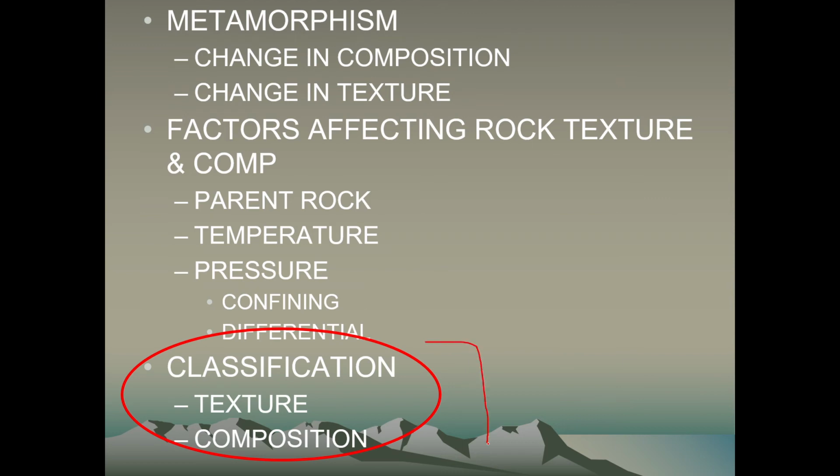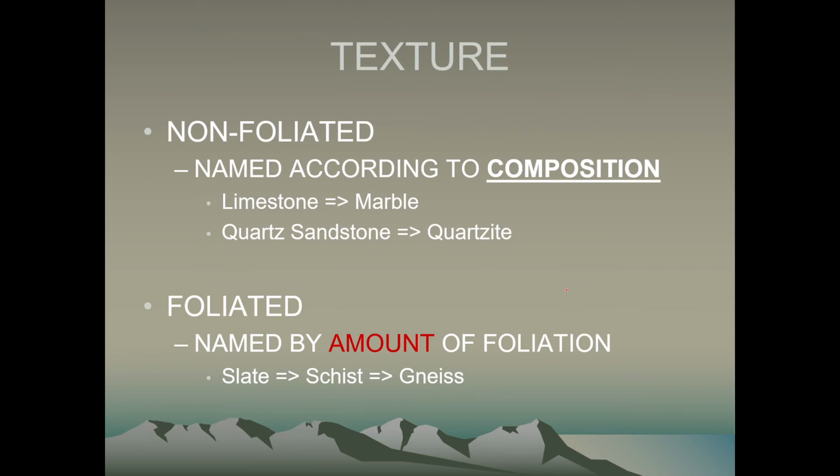So how do we classify metamorphic rocks? Very simple. We have non-foliated metamorphic rocks, and we have foliated metamorphic rocks. It's that simple. The non-foliated metamorphic rocks, we will name or sort of define by what their composition is. A limestone metamorphoses into a marble, because it's made of calcite. A quartz sandstone will metamorphose into quartzite because it's made of quartz.